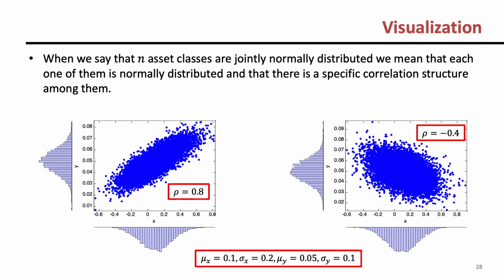Here you have two plots of two markets, X and Y. These are examples of the so-called bivariate normal distribution. X has an expected return of 10% and a standard deviation of 20%. Y has a mean return of 5% and a standard deviation of 10. This doesn't change. It's the same in both the left graph and the right graph. X and Y are the same, so the normal distribution of X and Y doesn't change. The only thing that changes between the two graphs is the correlation between the two.